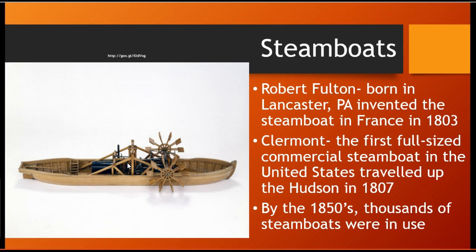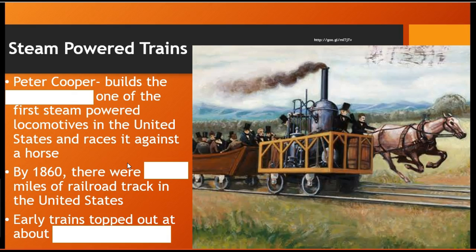That steamboat traveled in the United States up the Hudson River in 1807, and that was the first time a steamboat was able to travel against the current up the river. The name of that steamboat was the Clermont. By the 1850s, so only 50 years later, there were thousands of steamboats in use, thousands of them.